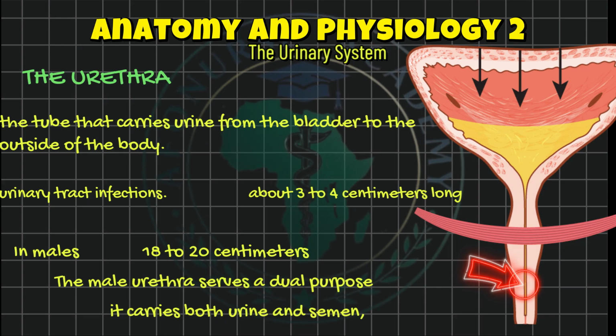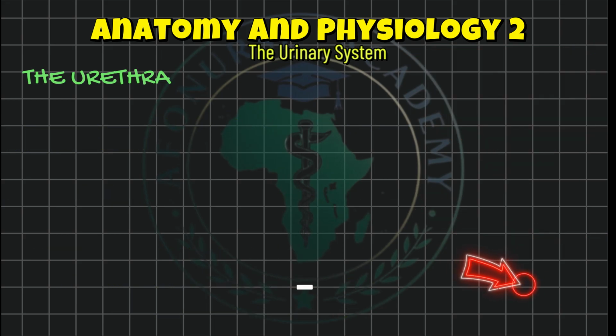The length of the male urethra provides better protection against urinary tract infections, which is why UTIs are less common in men. However, the fact that the urethra passes through the prostate gland means that if the prostate becomes enlarged, which often happens as men age, it can squeeze the urethra and make urination difficult.